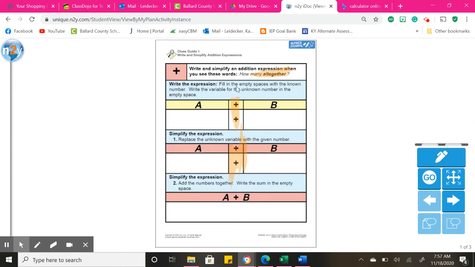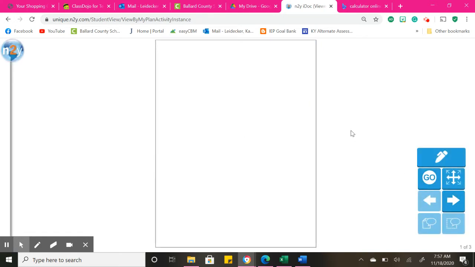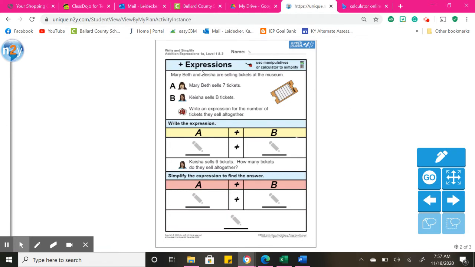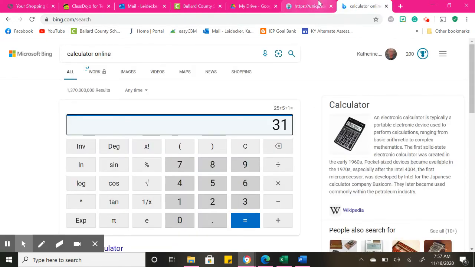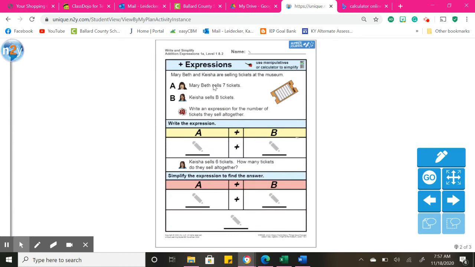So it says fill the empty spaces with the unknown number. Write the variable for the unknown number in the empty space. Okay, so once we know A and B, we're going to put in A and B as numbers. You'll understand here in a second. Okay, so use manipulatives or calculators to simplify. So if you need help, I have my online calculator here, and I will use that as well if we can't figure it out in our head.